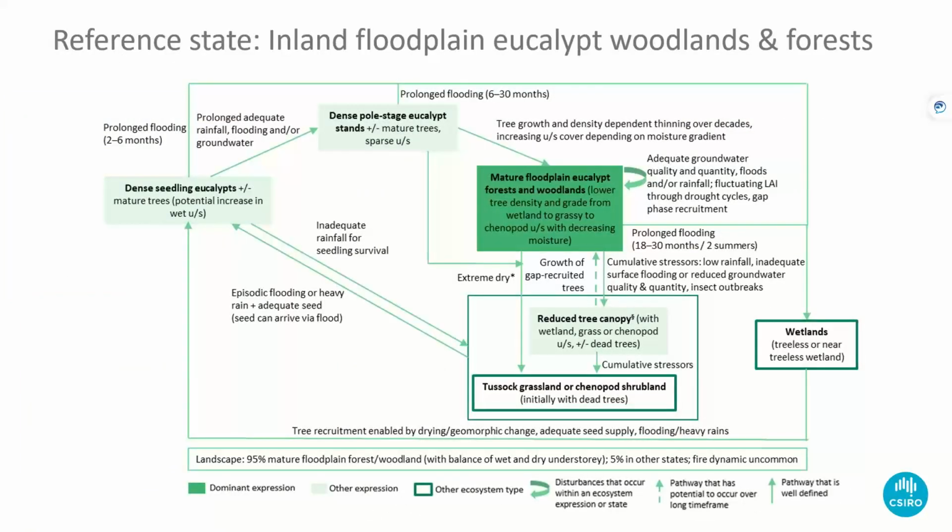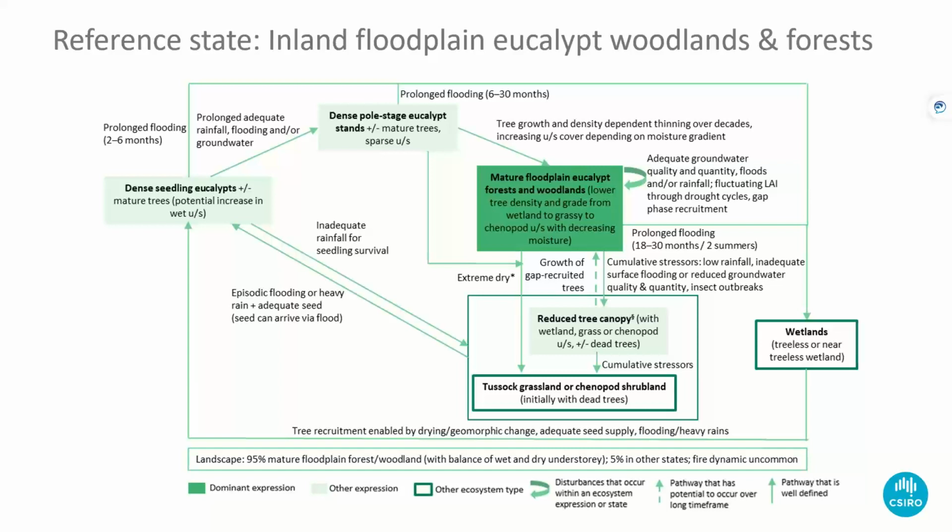This is the state and transition model that we've been using. This isn't the full model, this is just a single state, and there's quite a number of these that sit within the state and transition model. Within these states, we have a number of what we call expressions, which gives us an indication of the variability within that state over space and time as a result of disturbance and recovery processes, in this case, flooding and drying processes.